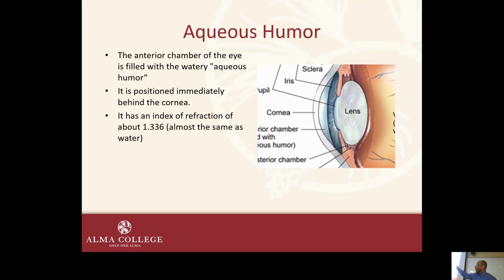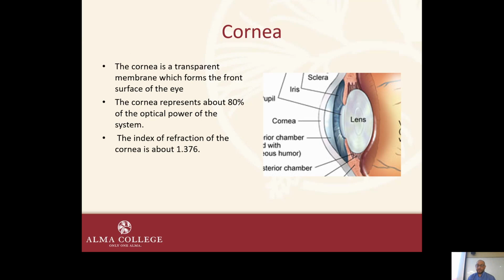Okay, so for example, behind the cornea, we have the vitreous humor and the aqueous humor, and you can see, for example, that the refractive index is significantly lower. It doesn't seem like much, going from 1.37 to 1.33, but that's a big change.